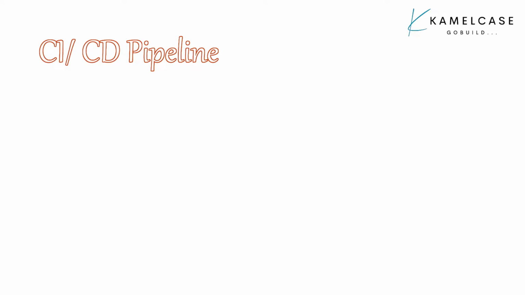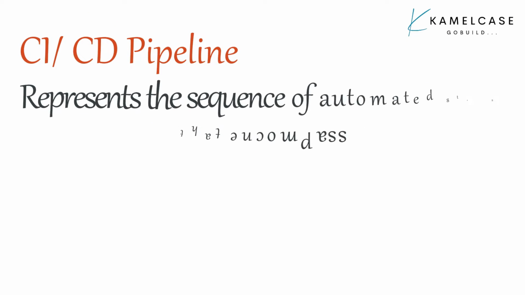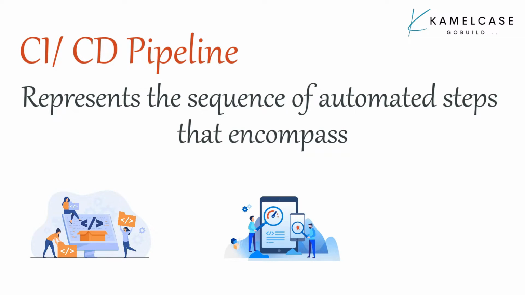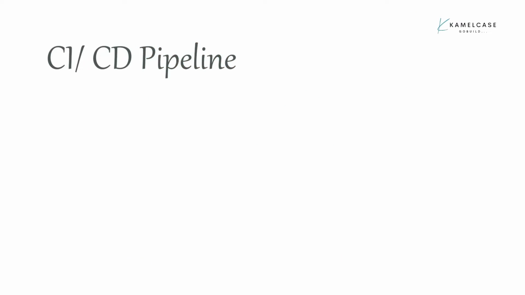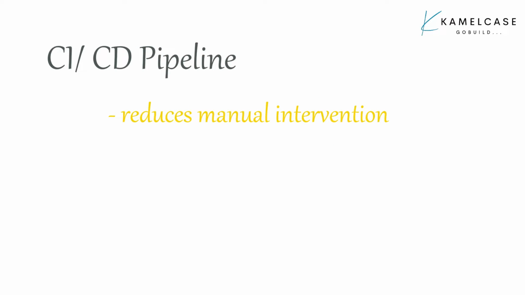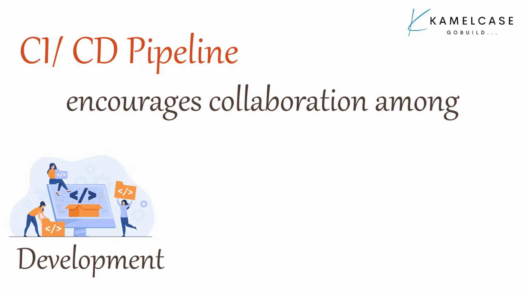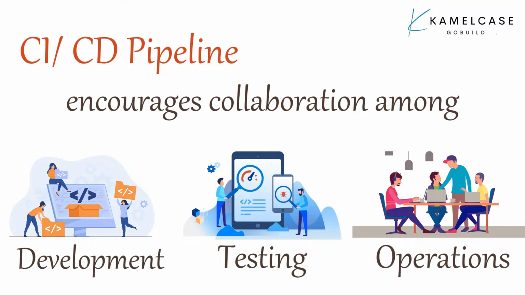Hence, the CI/CD pipeline represents a sequence of automated steps that encompass building, testing, and deploying code changes. It reduces manual intervention, increases development speed, and enhances software quality by identifying issues early in the development process. This approach also encourages collaboration among development, testing, and operations teams, fostering a culture of frequent and reliable releases.